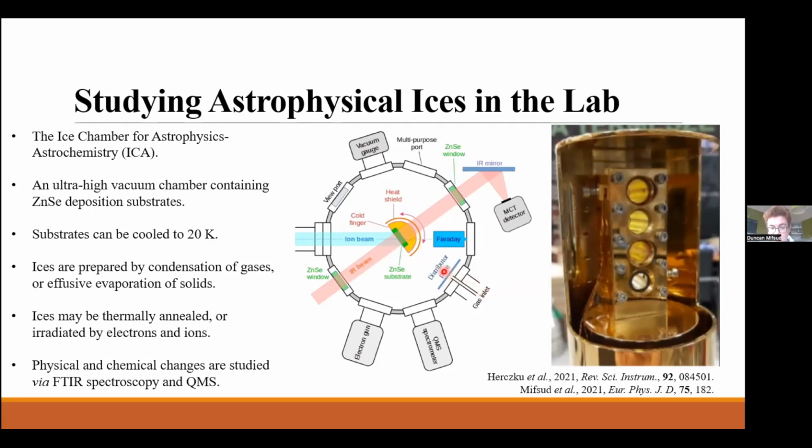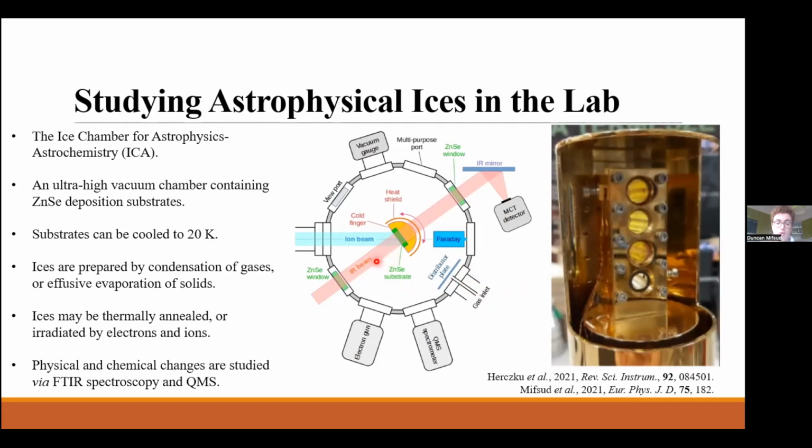So what we do is once we pump down the chamber and cool down the substrate holder, we can dose gases and vapors into the chamber through a gas inlet system. They're scattered by a distributor plate, and then the gases background deposit onto the substrates. So once they come into contact with the cold substrate, they just condense and form an ice.